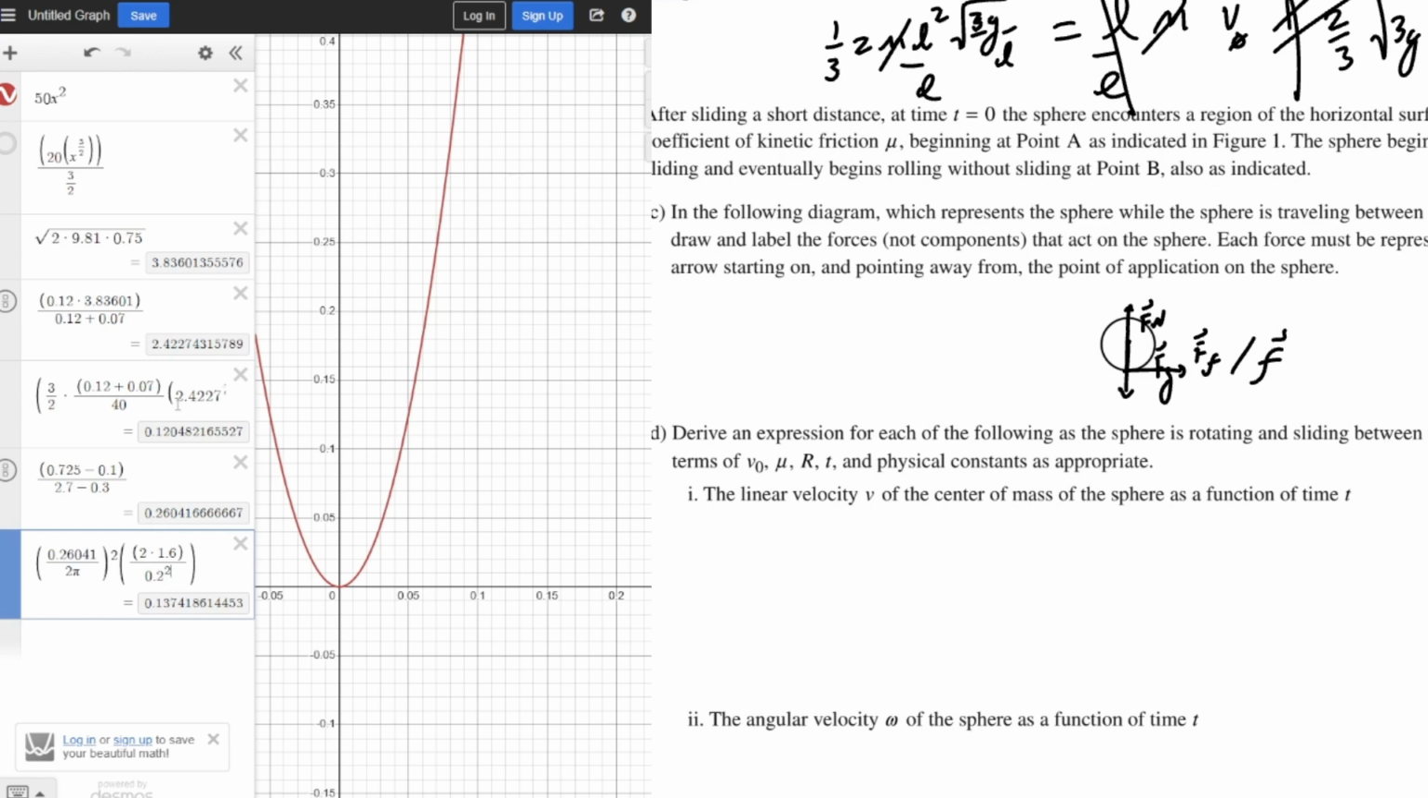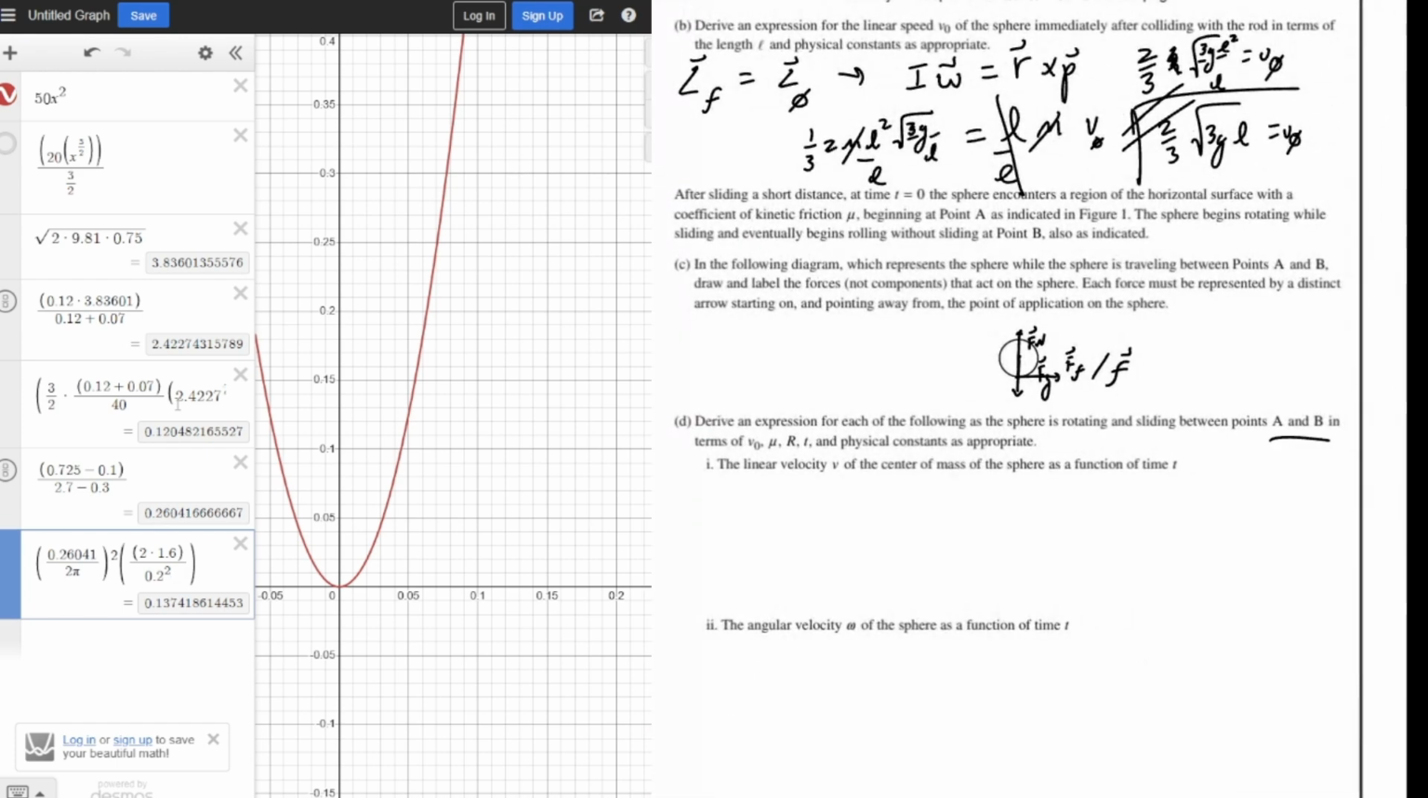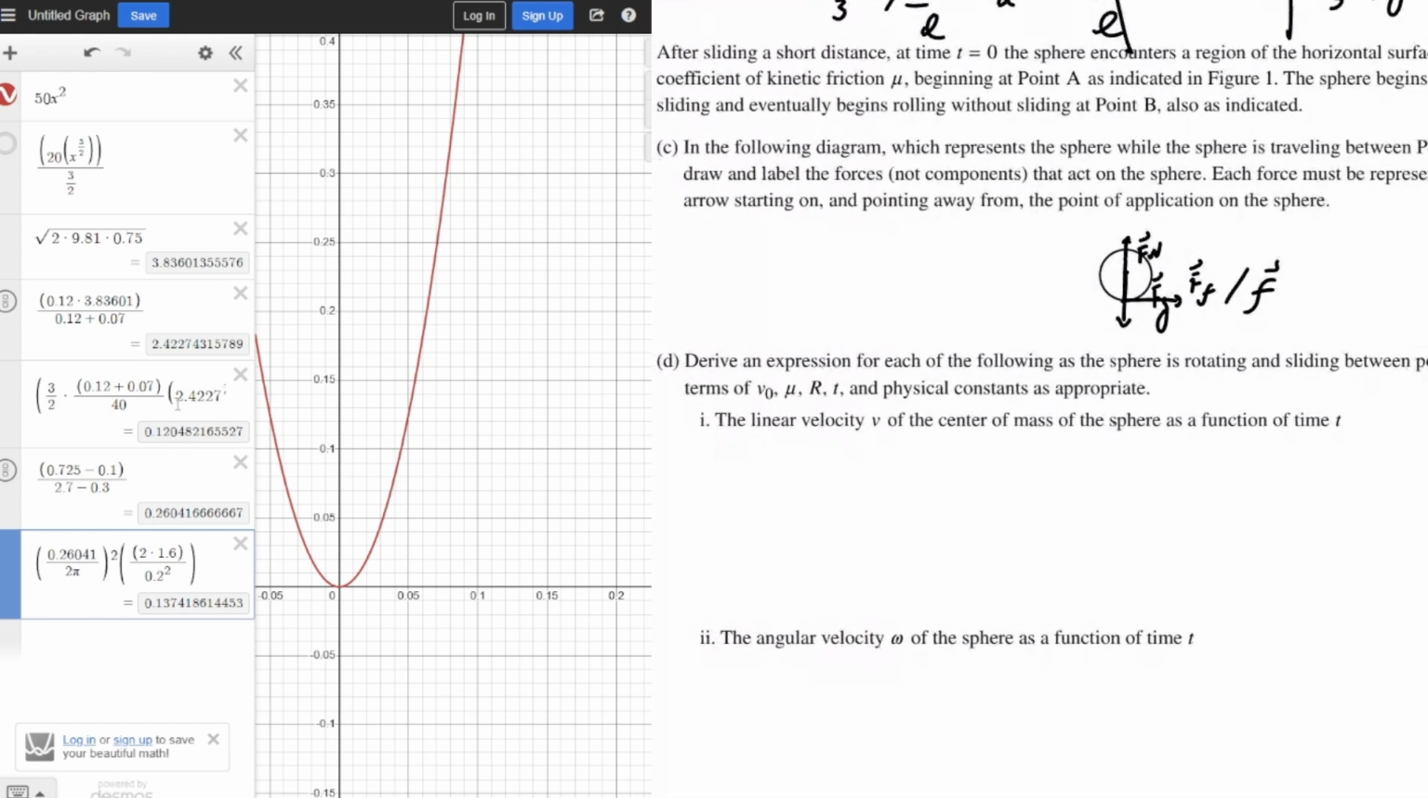Okay. Derive an expression for each of the following as the sphere is rotating and sliding between points A and B in terms of V naught, mu, R, t, and physical constants as appropriate. The linear velocity V of the center of mass as a function of time t. There's two ways to do this. See function of time, you might be thinking differential equation. We're not doing that. You could do that. Go ahead and look at College Board's website. They walk through it. It's really easy. But we're going to use kinematics here.